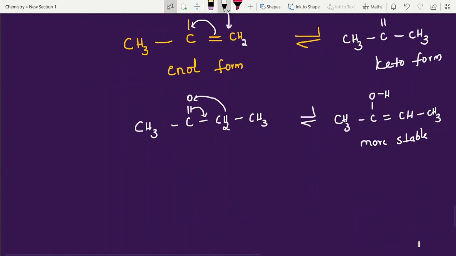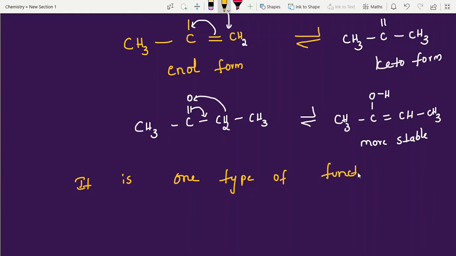Now I am writing those points also here. It is one type of functional isomerism. Because here propanone is nothing but the keto form. This is the enol form, no? That's why functional, enol to keto. Next one, 1,3 shift isomerism you can write. 1,3 shift. Here this is 1. Imagine this is 1, this is 2, this is 3. 1, 2, 3.